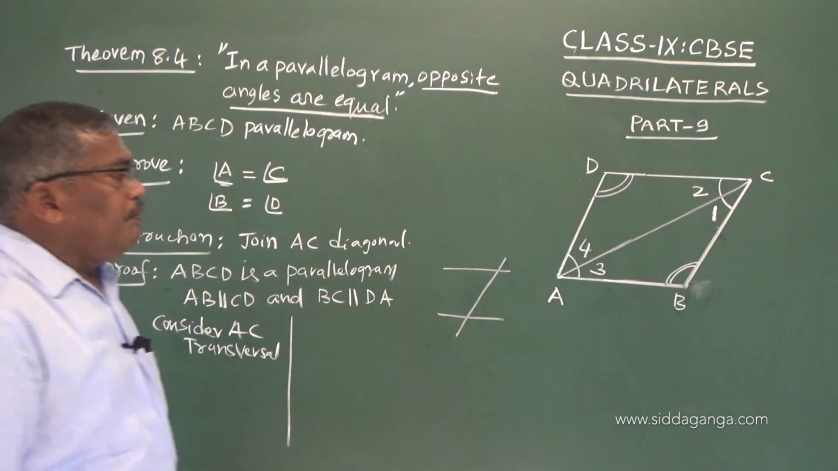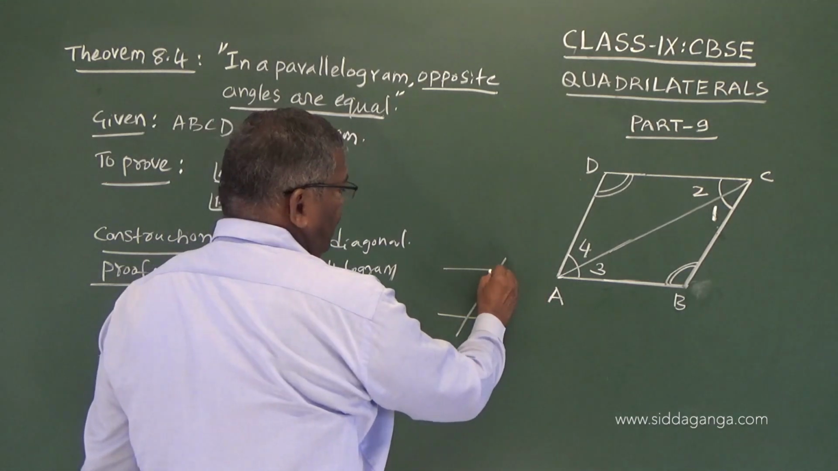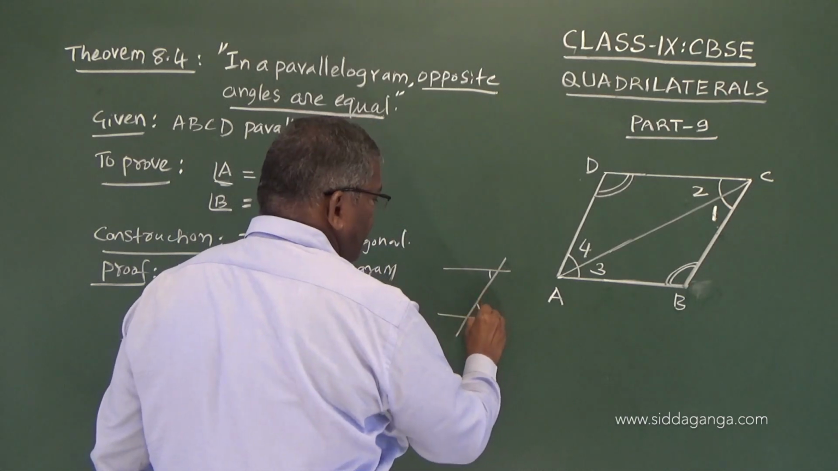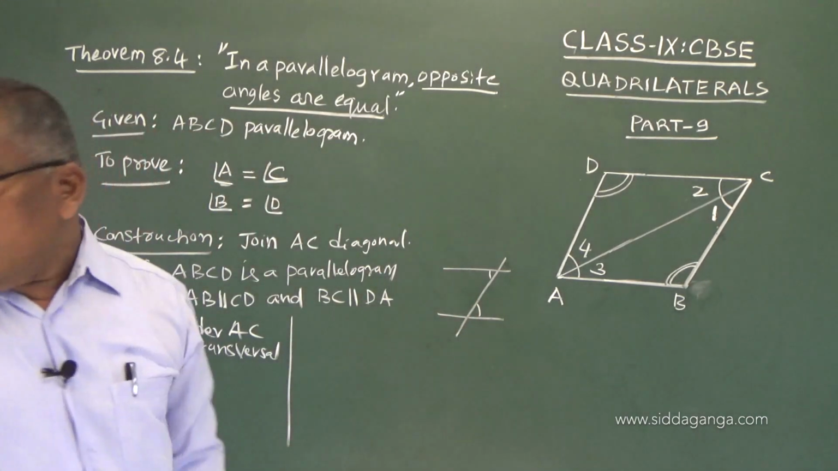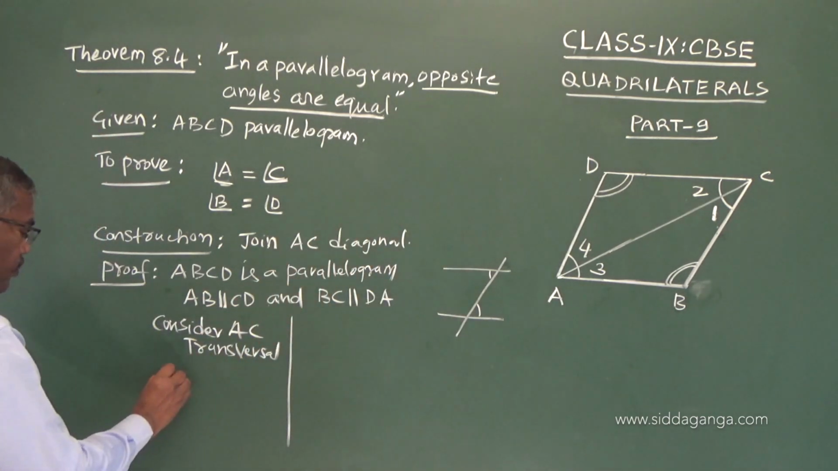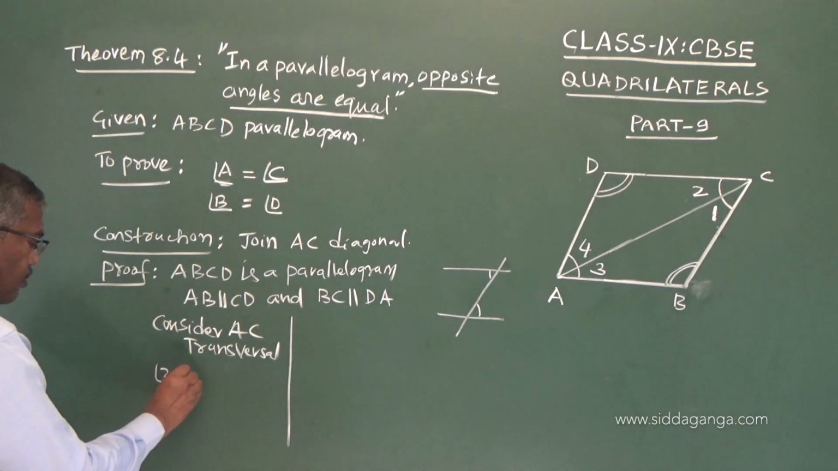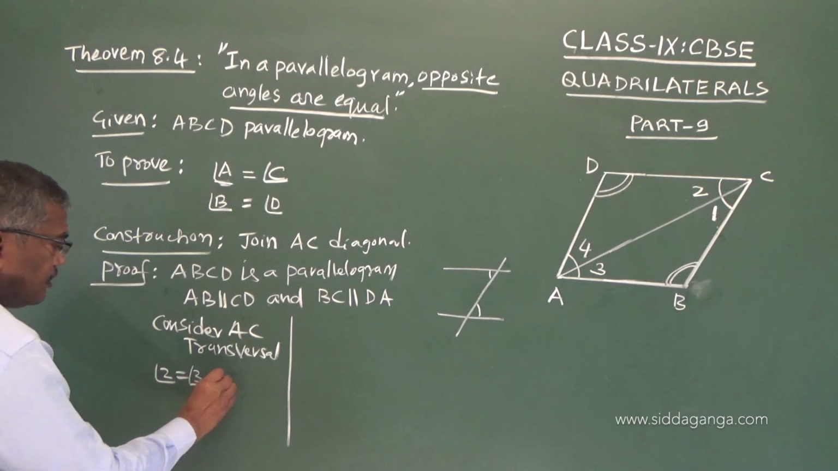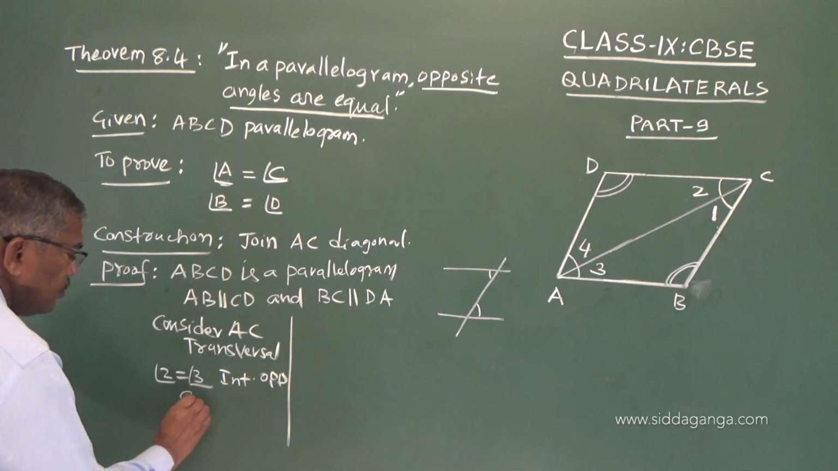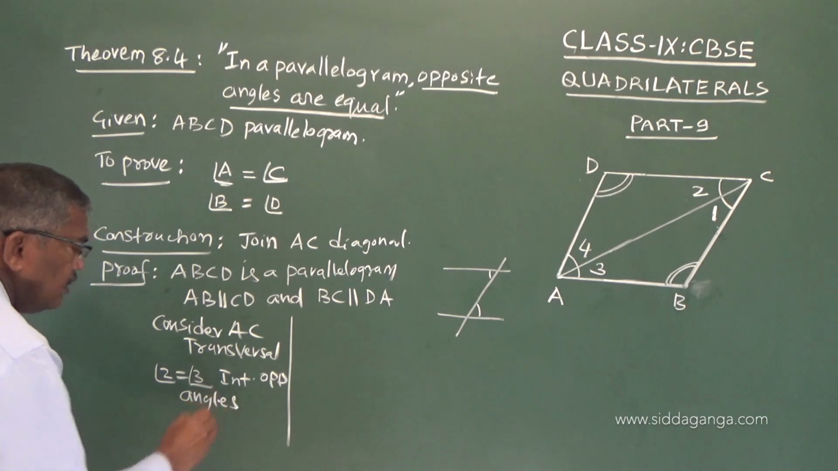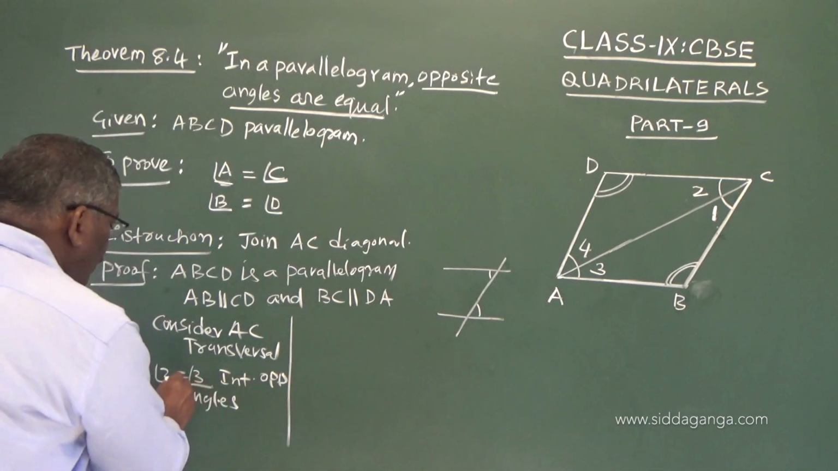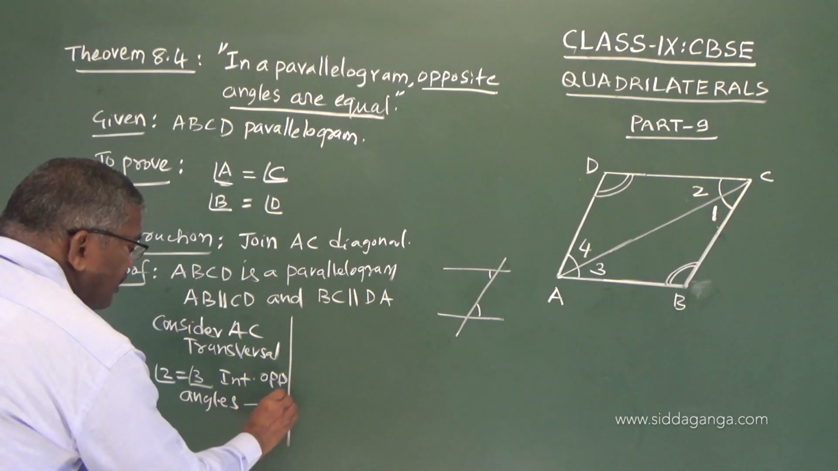So here you can observe this angle 2 and angle 3, they are interior alternate angles. So they will be equal. So angle 2 is equal to angle 3. Reason is interior alternate angles. You call this 2 is equal to 3. We call this equation 1.